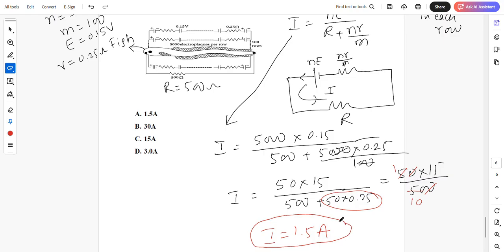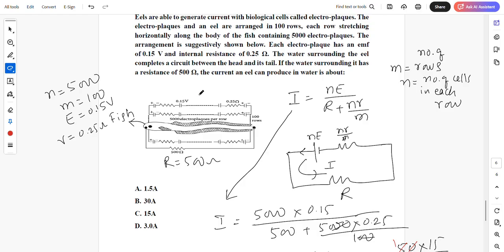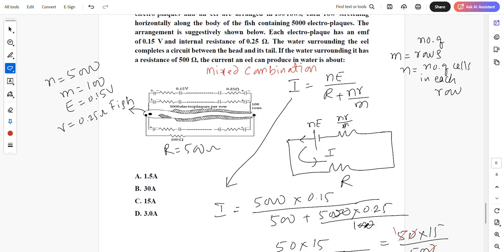By seeing this fish, you should not get afraid of it. It is called mixed grouping or mixed combination of cells. Use the formula and get the answer. I is equal to 1.5 amperes is the right answer for this one.